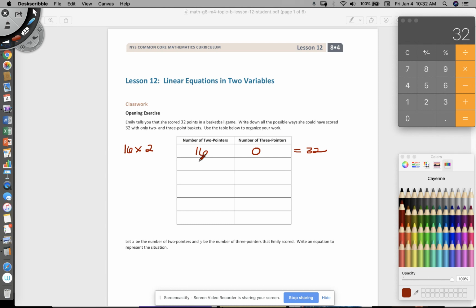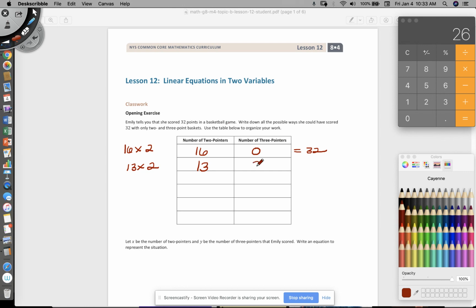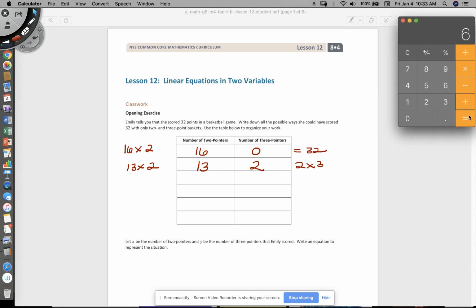Let's try 13. So if I did 13 times 2, let me come over here to my calculator. 13 times 2 gives me 26. So how much more do I need to get to 32? Well, I know I could do 2 3-pointers because 2 times 3 gives me 6. And if I add in a 6 there, I get my 32.